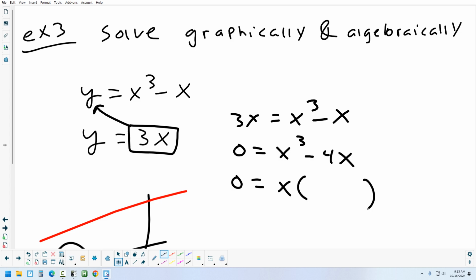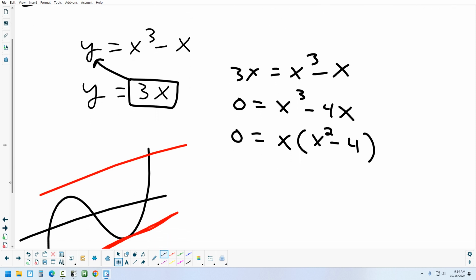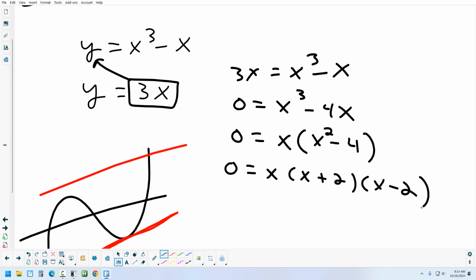What would I be left with when I factor it out? X squared minus 4. And now you already have a quadratic and it's factorable. So we can get the answers that way. There's your factoring. And what would be your 3 answers for x in this case? X equals 0, x equals -2, x equals 2. But we're not done.